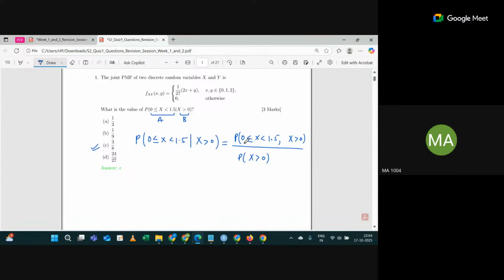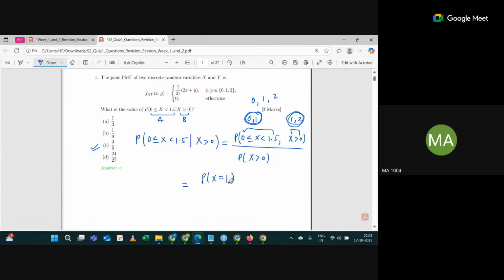Now what does the numerator say? The numerator says you have to find the intersection between this part and this part. This part says more than 0 but less than 1.5, but X takes only 0, 1 and 2, not 1.5. So what are the possible cases here? 0 and 1. And what are the possible cases here? 1 and 2. Now what is the intersection between this circle and this circle? 1. So this means probability X equal to 1.